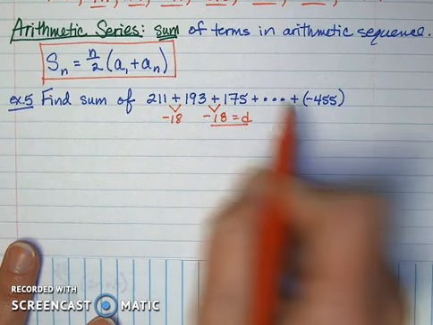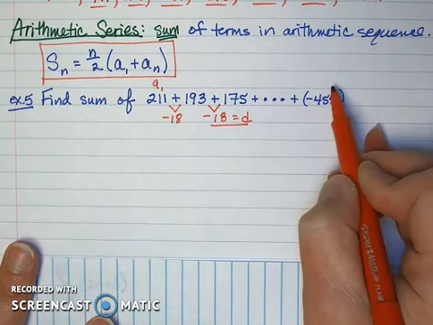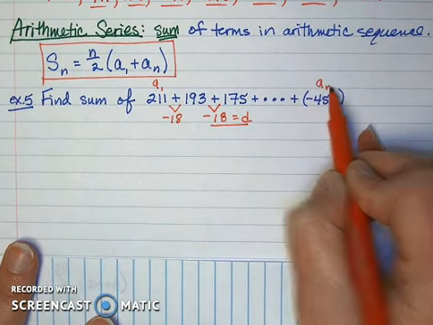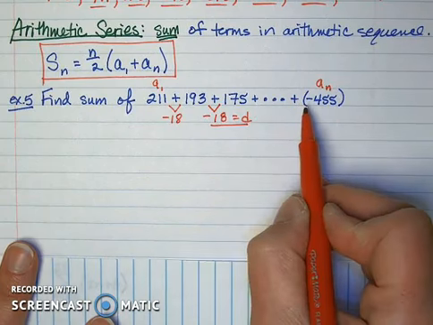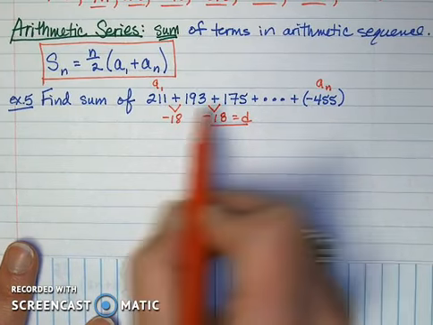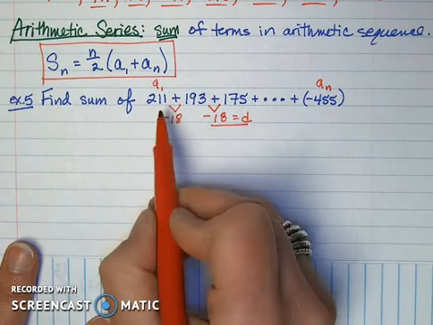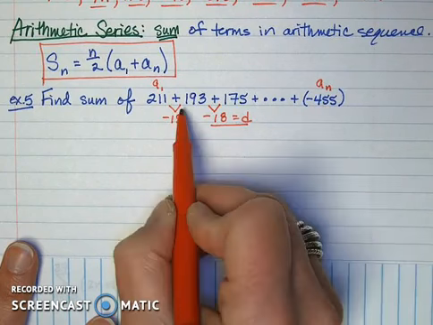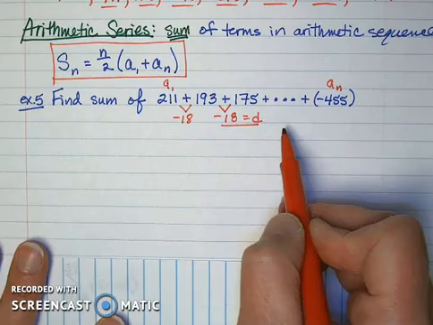I know that 211 is my first term. I know that negative 455 is my last term. I don't know how many terms I have, so I'm missing that. And I do need to know how many terms I have. I need to know that for the sum and to get the a sub n. Even though I already have that, I need to know what n is. And so I can calculate that with these 3 pieces of information.